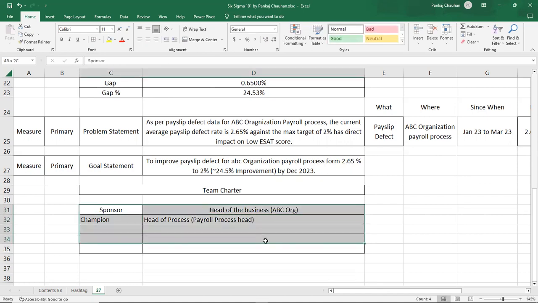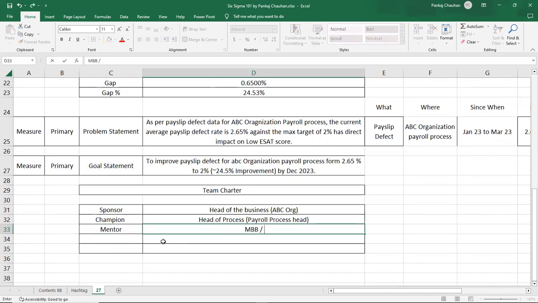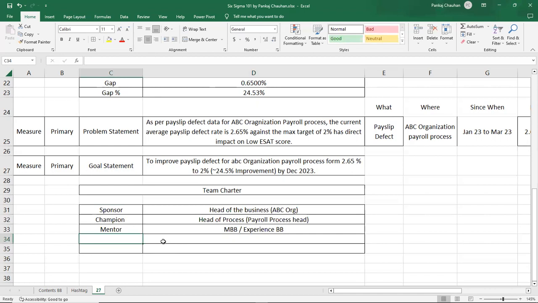Next role, you have to find a mentor. Typically, your mentor is your master black belt or maybe any experienced black belt who has done a couple of projects and understands the subject well. The next role will be your project owner. You, being the project owner as a black belt or green belt, will be the project owner. You need some subject matter experts.